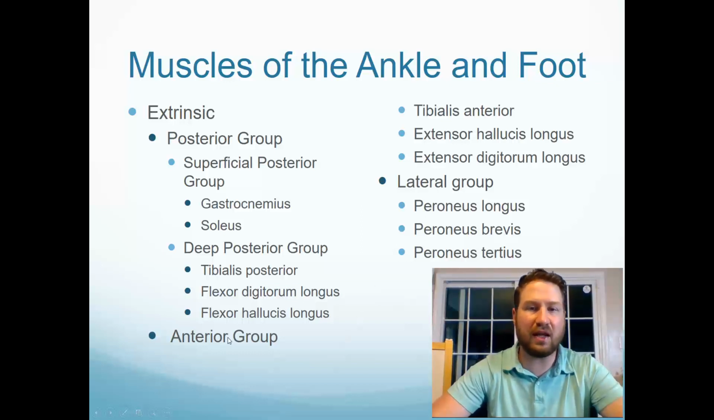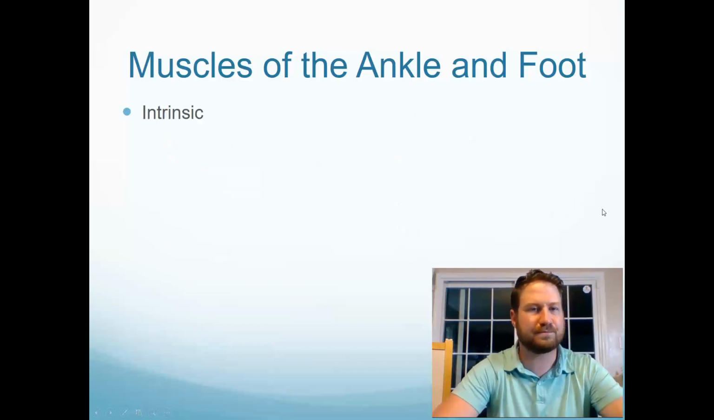Okay? We have our anterior group of the extrinsic muscles. These are going to be our tibialis anterior, extensor hallucis longus, and our extensor digitorum longus. Remember, extrinsic means they create a movement in the foot without being in the foot. In our lateral group, we have our peroneus longus, peroneus brevis, and peroneus tertius. You will also see these called fibularis longus, brevis, and tertius. Okay, so write fibularis out there as well.